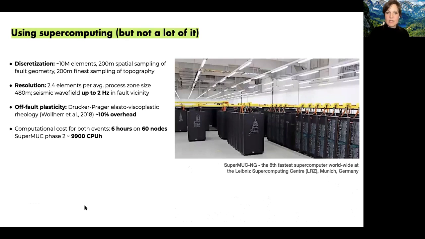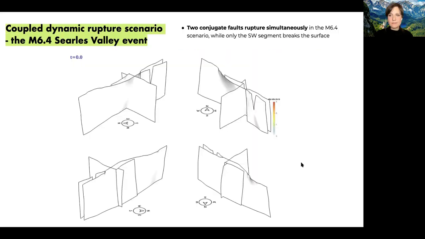We're using supercomputing for these simulations, but not a lot of it. Our discretization leads to a computational mesh of 10 million high-order elements that resolve geometrically 200-meter spatial sampling on the fault and of topography, but effectively a higher resolution, so we're using a high-order method. We can resolve up to 2 Hertz the wave field in the fault vicinity and a process zone size of 480 meters. We're including off-fault plasticity, deformation due to the high stresses during earthquake rupture propagation of the off-fault material, and attenuation. The computational cost for both events is around 10,000 CPU hours.